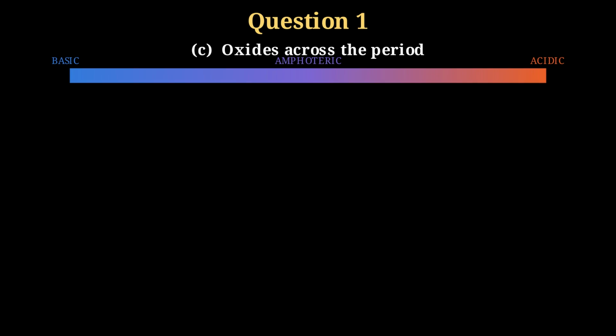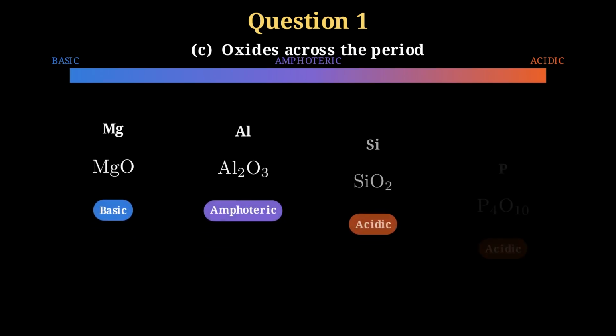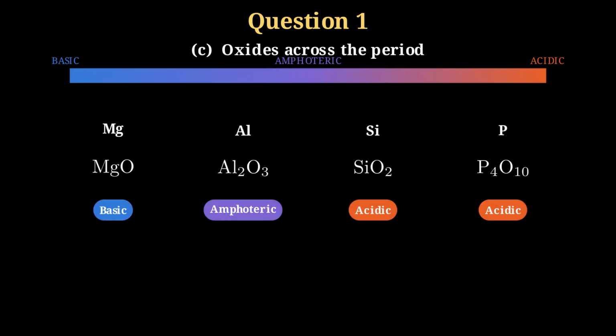It behaves as both. So, magnesium gives MgO, which is basic. Aluminium gives aluminium oxide, Al2O3, which is amphoteric. Silicon gives silicon dioxide, SiO2, which is acidic. And phosphorus gives P4O10, also acidic.